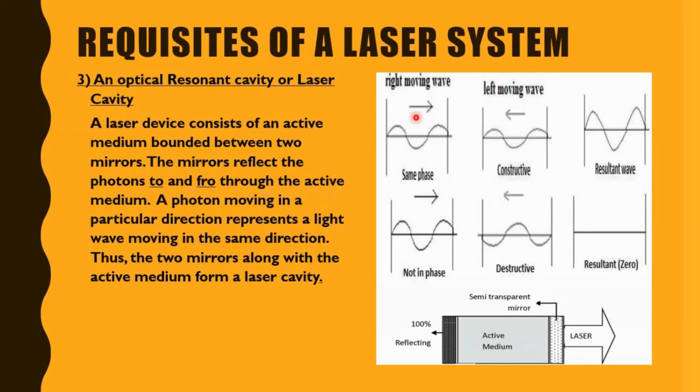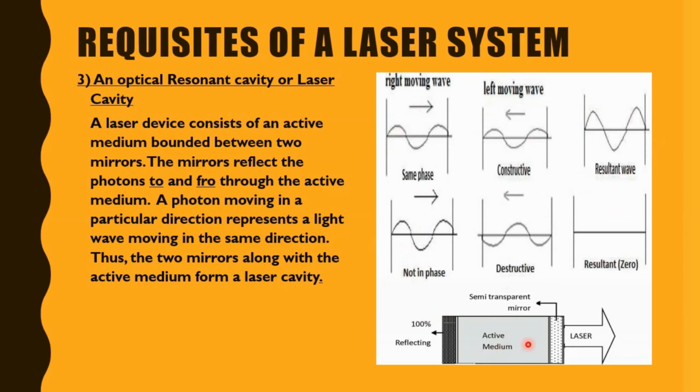So here there is a right moving wave and a left moving wave. This one is in the same phase and this one is not in phase. So this is constructive and this is destructive. Whenever we get constructive waves in the same phase, the resultant wave looks like this. But when they are not in phase and are destructive, the resultant we get is 0.